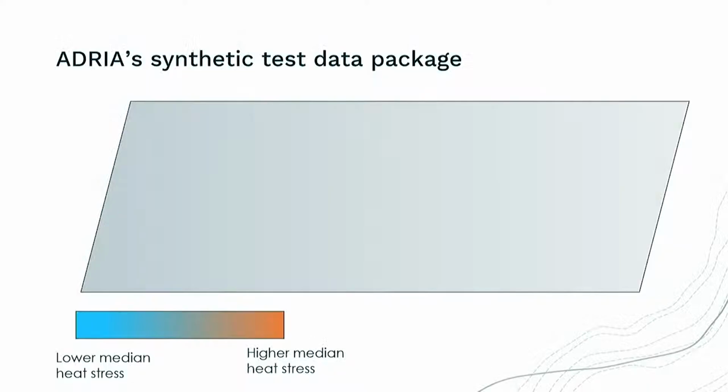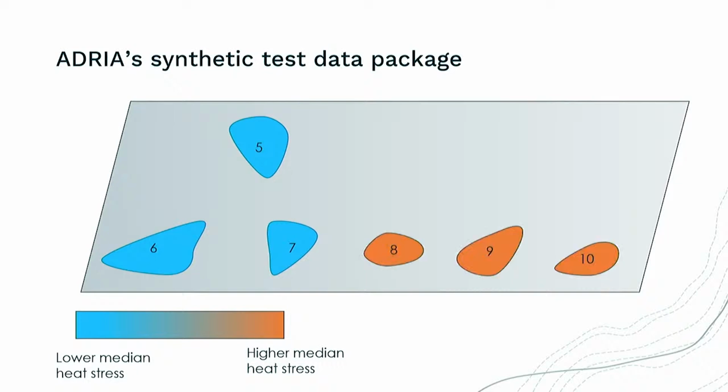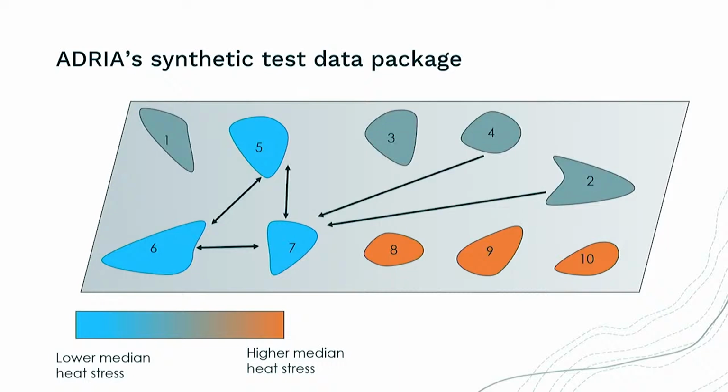So using that synthetic data repository, we created a synthetic test data set for ADRIA. It's a small test set, so it has 10 sites so that our tests run really quickly. And the properties of those sites have been tweaked to have certain properties. So 3 of the sites in that set are always cooler on average over time. 3 sites are always hotter on average over time, and the rest have kind of average properties. We've also set it up so that 3 sites are highly connected in terms of larval connectivity, and also receive larvae from some of the more kind of average temperature sites.